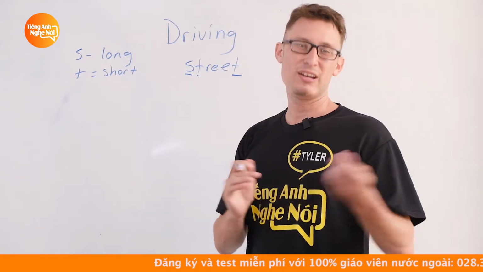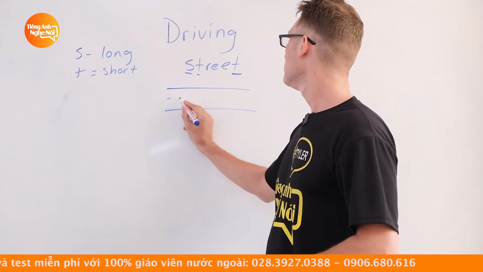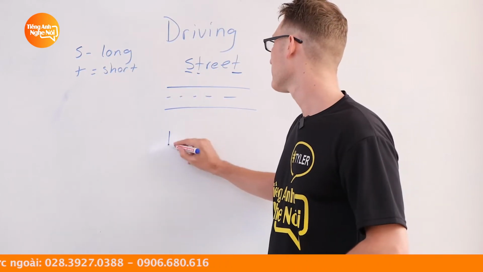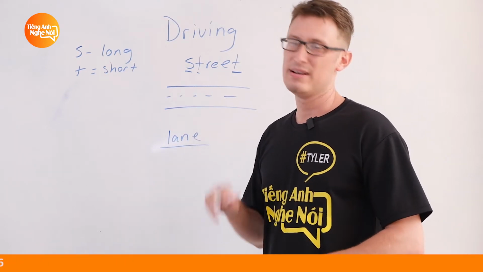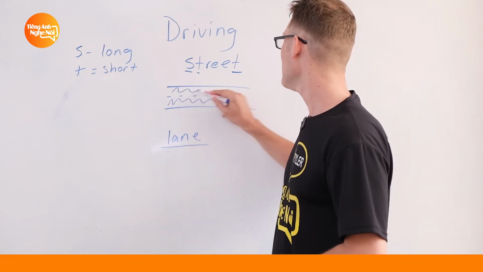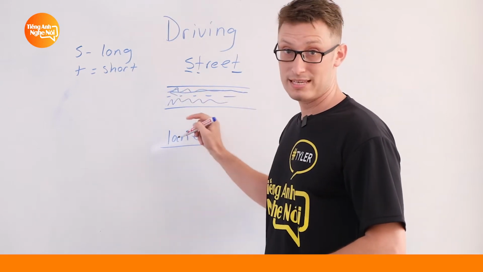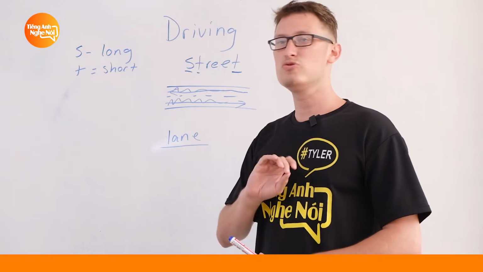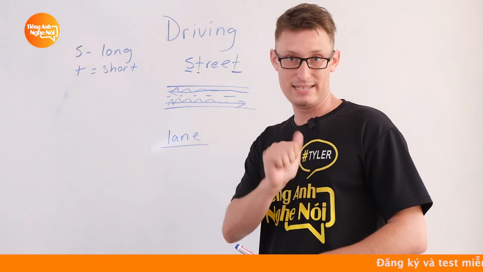Now, I know you know a street, okay? But one more thing you should know. A lane. Okay, now, a lane is this part of the street here, okay? This street, this lane goes this way, the other lane goes this way. You do not want to drive in the wrong lane, right?